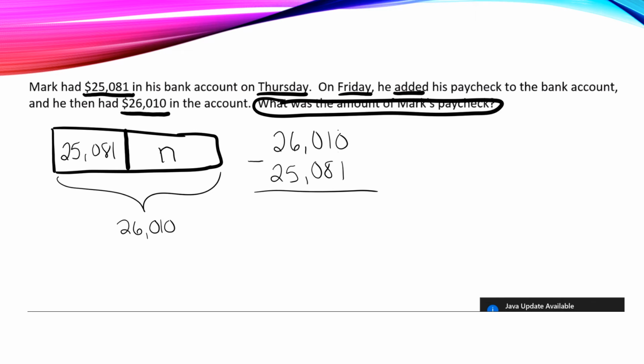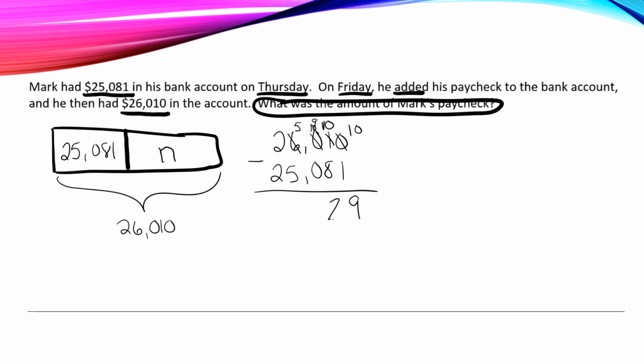I can't do 0 minus 1, so I have to unbundle to make the 10 place a 10. 10 minus 1 is 9. I can't do 0 minus 8. And I can't borrow from the hundreds place either because that's a 0. So I will borrow from the thousands place and make that a 5. Make the hundreds place a 10. But that didn't fix my problem. So I'm going to make the 10 a 9. And then the 0 in the tens place a 10.